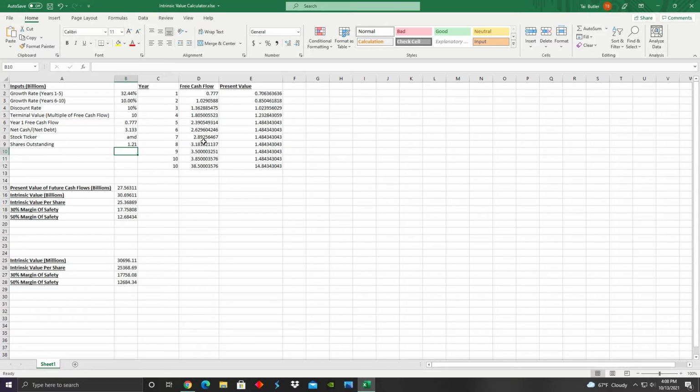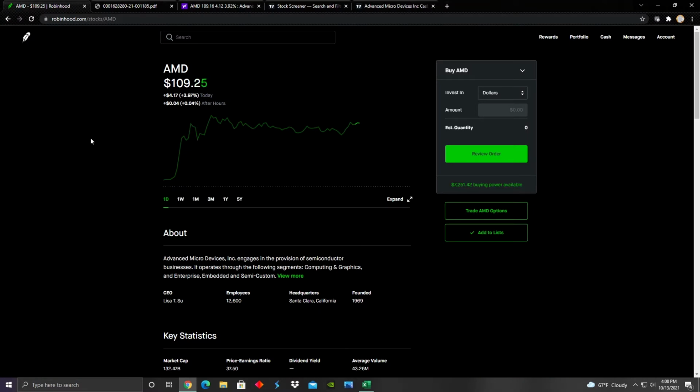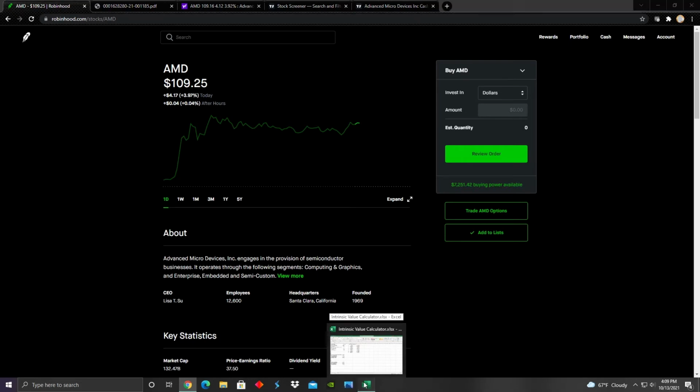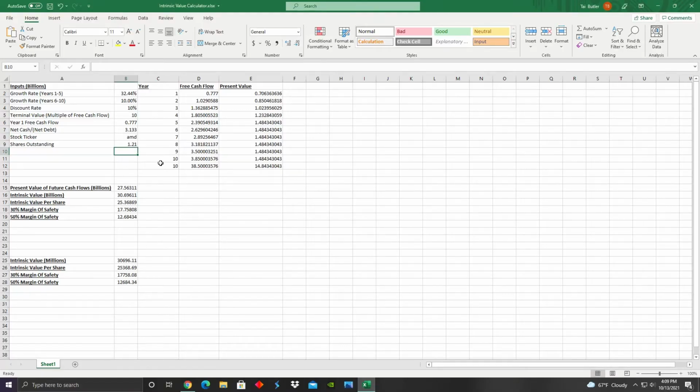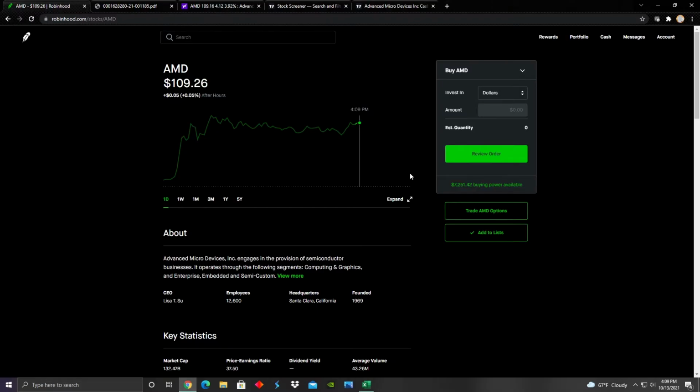So basically, according to the discounted cash flows model, compared to AMD's current share price, it would be considered way overvalued because AMD is currently trading at $109 per share, but our discounted cash flows model, based on AMD's current cash flows of $777 million, is basically saying that currently AMD is trading at a price that's way overvalued, and that the intrinsic value per share based on the current cash flows would be $25 per share, not $109 per share.